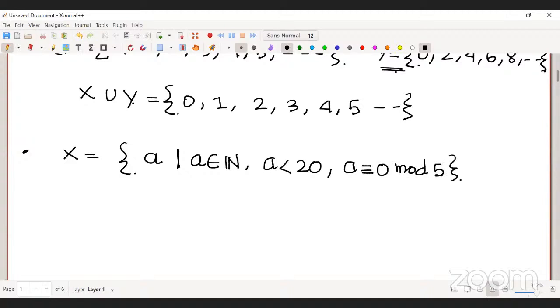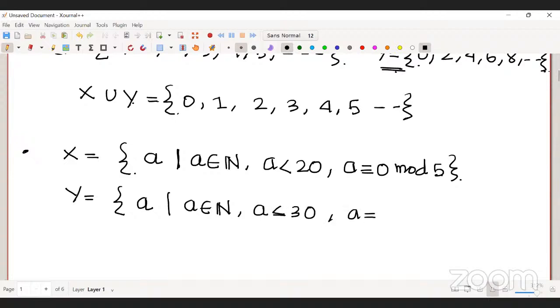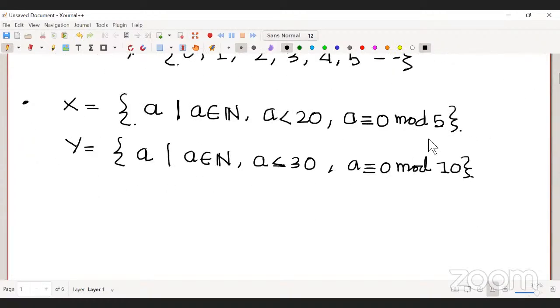This is my X, right? And what is my Y? Y is the collection of natural numbers such that A is less than or equal to 30 and A is congruent to 0 mod 10. So now can one of you tell me what is X union Y?